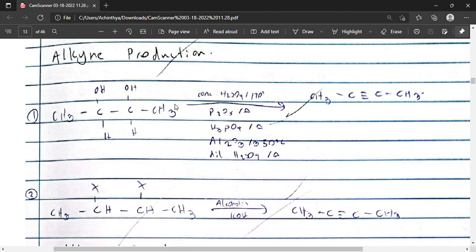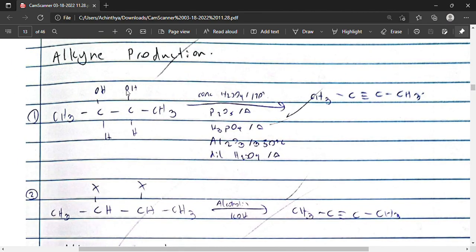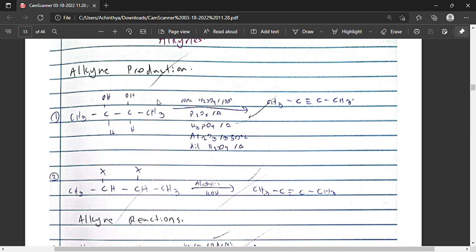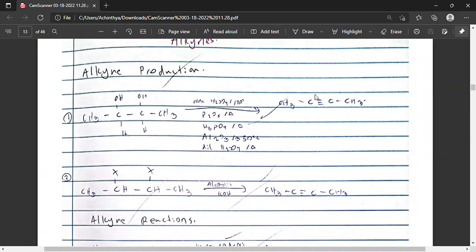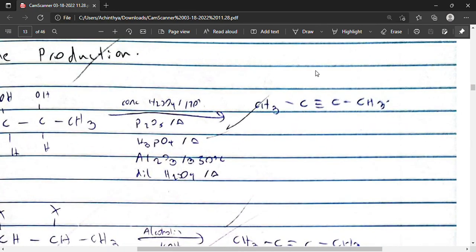And what happens is that the hydroxide group will run away with the hydrogen of the adjacent carbon and go away as water, forming a pi bond. And since we have two hydroxide groups running away with two hydrogens producing two water molecules, what we end up with is the formation of two pi bonds, resulting in the formation of a triple bond.